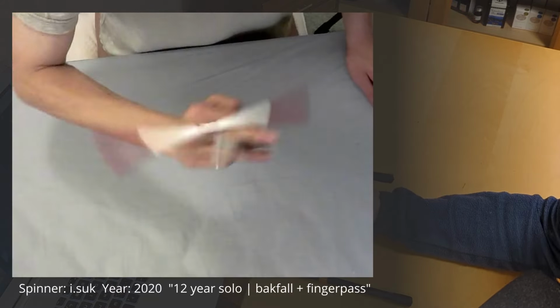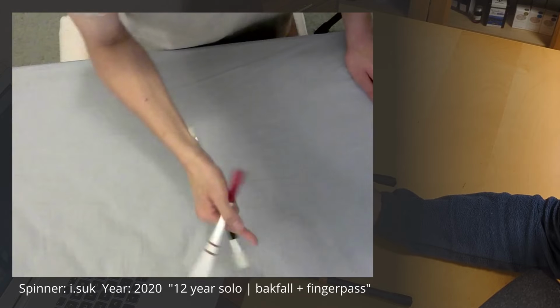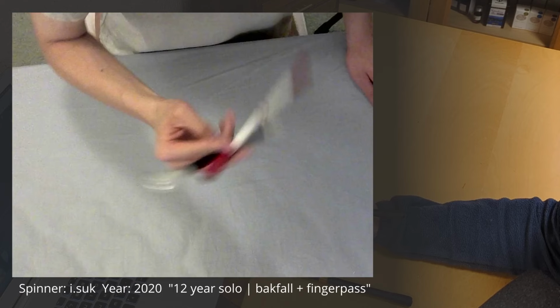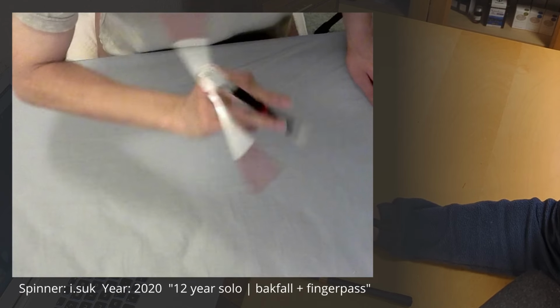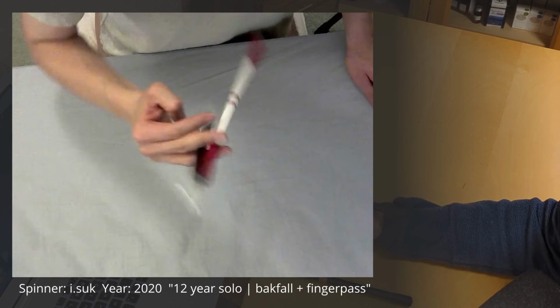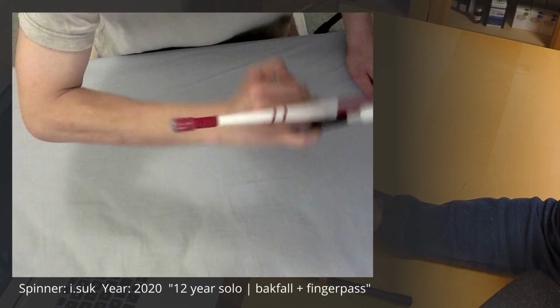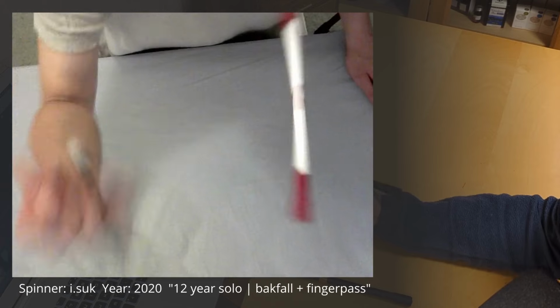This idea can be taken to higher difficulty levels, as Isaac showcased in his 2020 solo by combining a backfall and a finger pass. The base mechanics are the same. You first unpair the mods, then the furthest pen, in this case the white pen, goes around the other one. After you catch the pens, you do a paired pass, and then repeat the process.